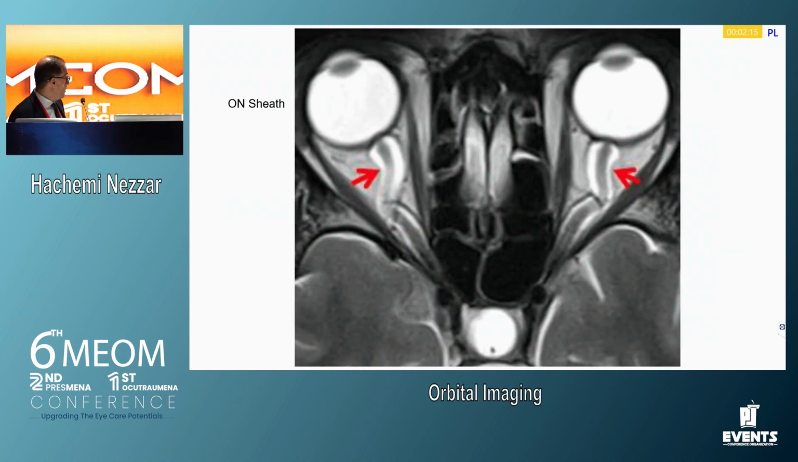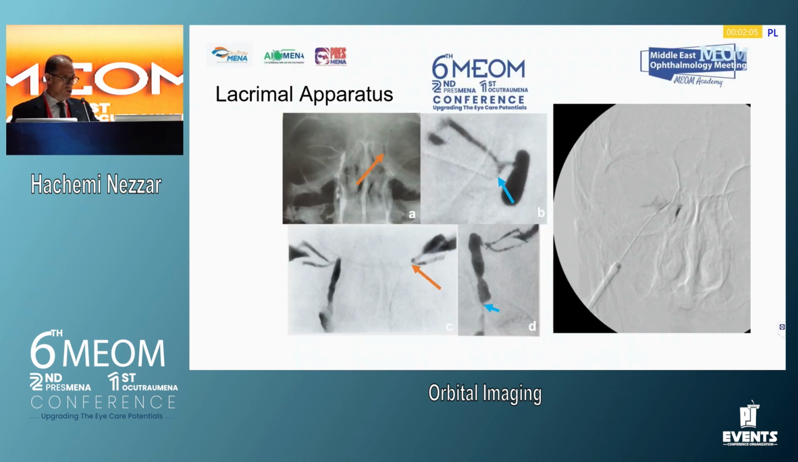We can also evaluate the sheath of the optic nerve. You need to request the proper sequence. You can see here that the sheath of the optic nerve is a bit enlarged. So that's information to think about intracranial pressure.